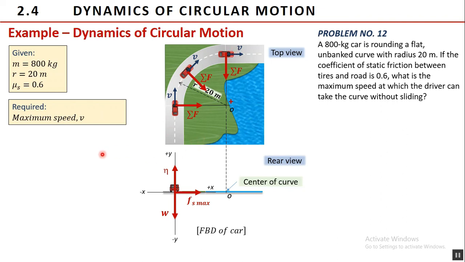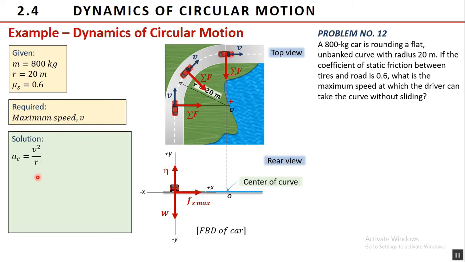Now, let's begin the solution. We are to solve the maximum speed. We will begin with the formula of centripetal acceleration. Centripetal acceleration is equal to v squared over radius, r. This centripetal acceleration is towards the center. Solving for the speed, v equals the square root of centripetal acceleration times radius. For the meantime, we label this as equation 1. We do not have the value of centripetal acceleration, so we cannot immediately solve the speed v. Let us check what we can do to solve for centripetal acceleration.